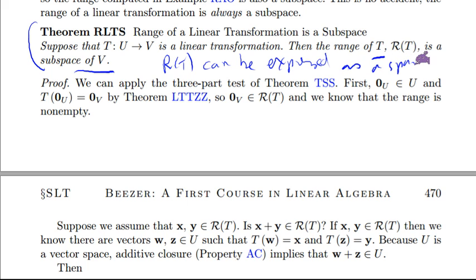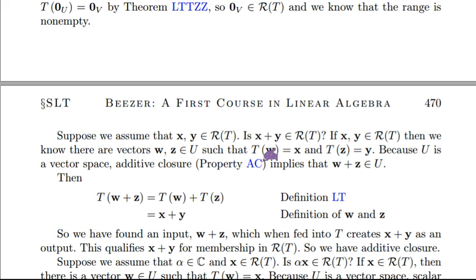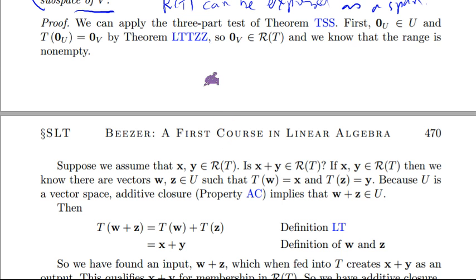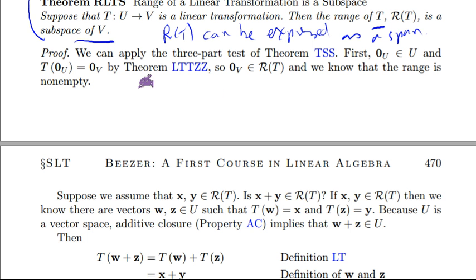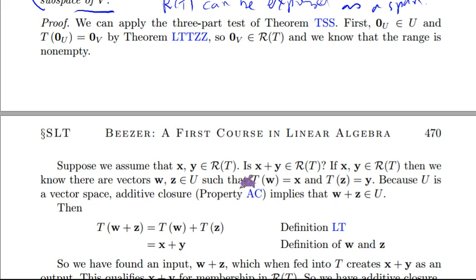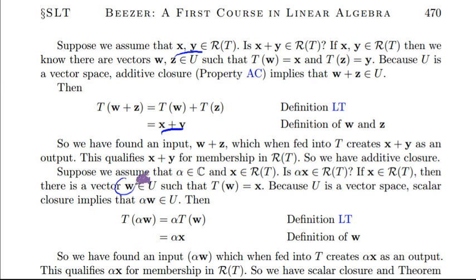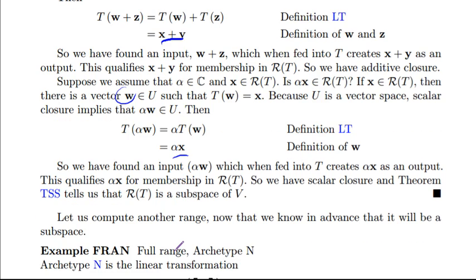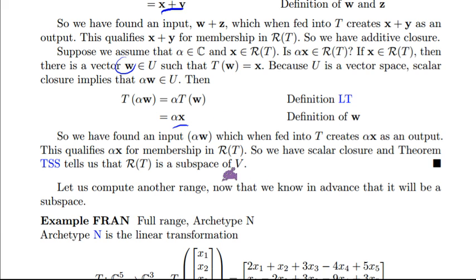And we know that the span of a set of vectors is always a vector space. Now that's one way to do it. Another way, he actually shows this directly, that the range is closed under the additive operations. That if we have two elements in the range, then in fact the sum is in the range. And if we have an element in the range, then the scalar multiple is in the range. So range of a linear transformation is always a subspace.